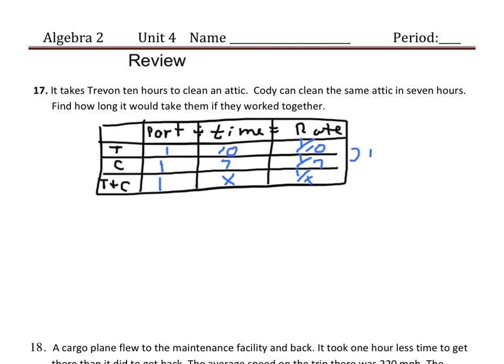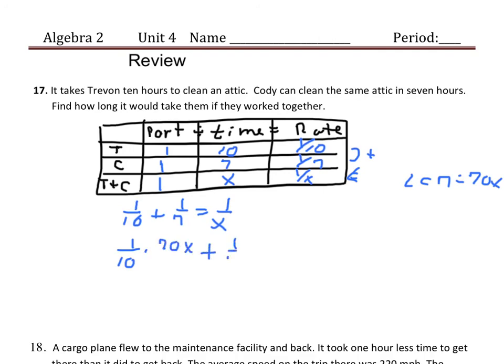I'm going to take these two, add them together, and it's going to equal that right there. So the equation that we have is 1 over 10 plus 1 over 7 equals 1 over x. Now, we need to identify the LCM. I have a 10 and a 7 and an x, so it's going to be 70x. Remember, the LCM becomes the LCD, so I'm going to multiply each term by the LCD: 1 over 10 times 70x, plus 1 over 7 times 70x, equals 1 over x times 70x.